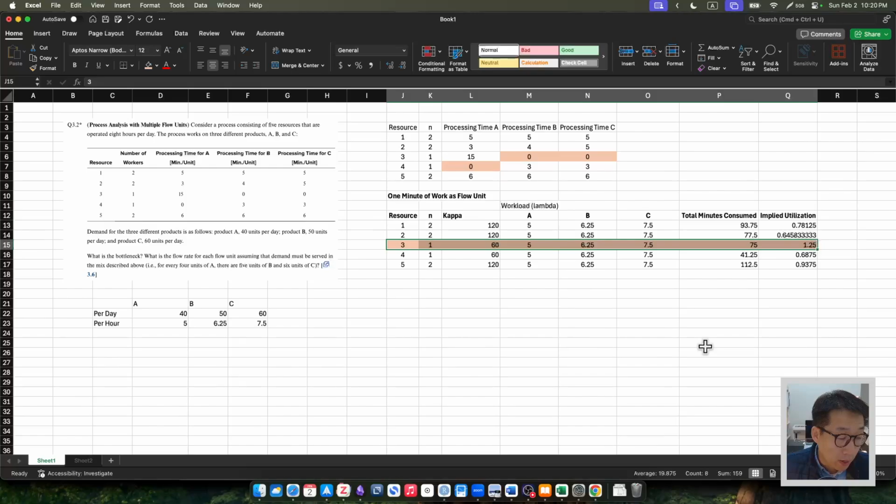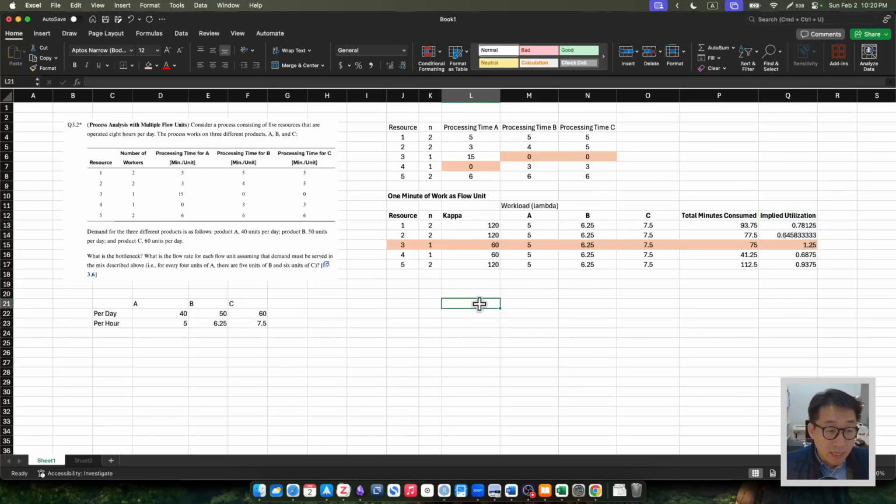So basically this is going to be your bottleneck, right? This is going to be your bottleneck. So that's the first approach to get the implied utilization in order to identify the bottleneck.